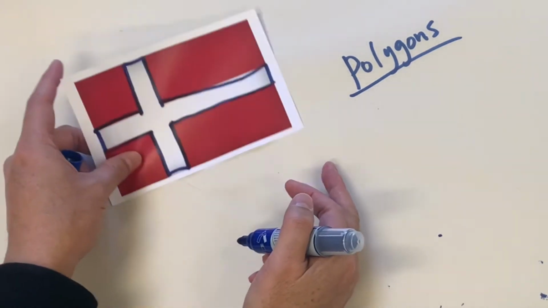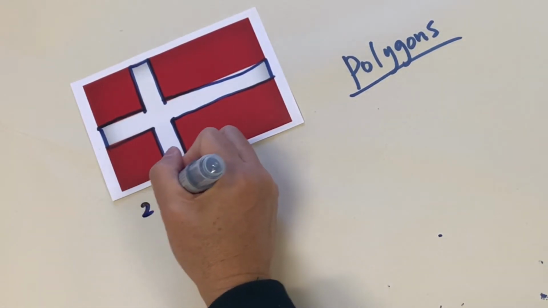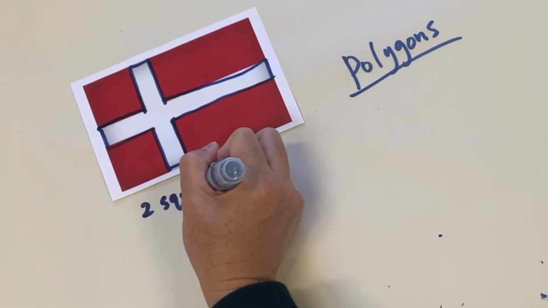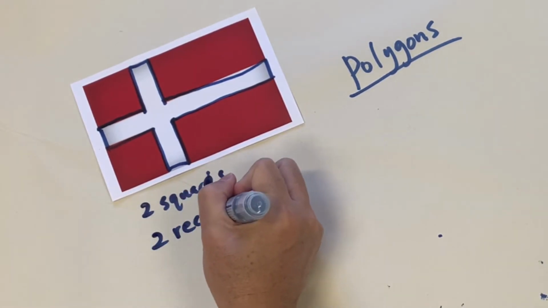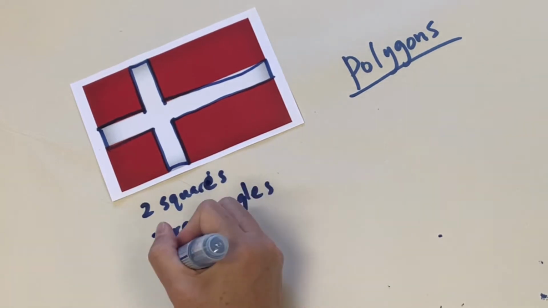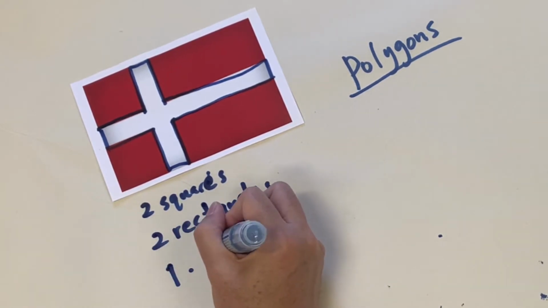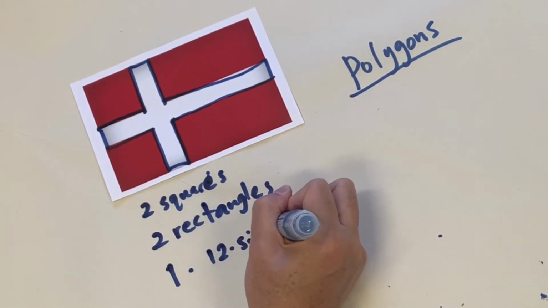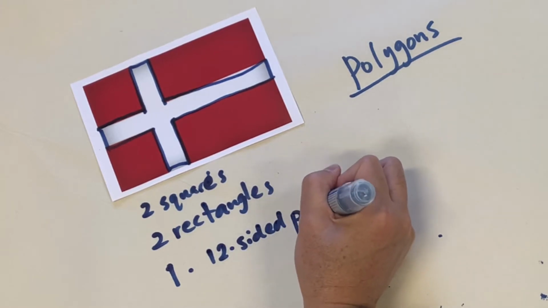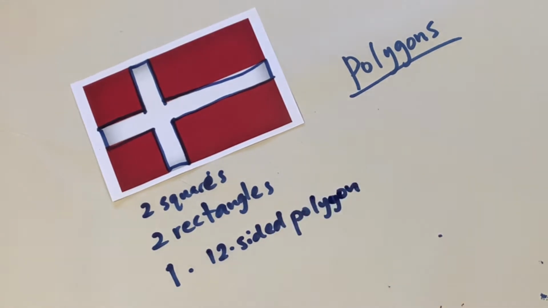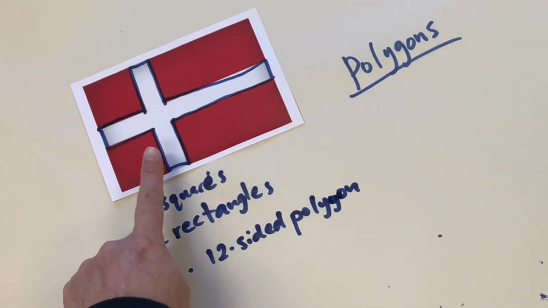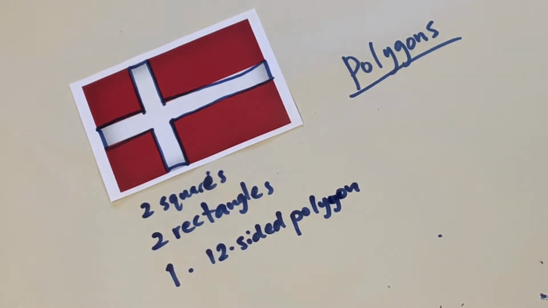So the Danish flag has 2 squares, 2 rectangles, and this 12-sided polygon, right? And if you know it, it's called a dodecagon.